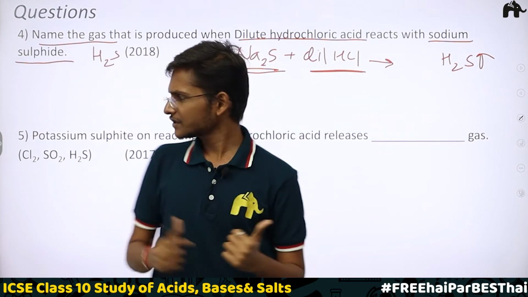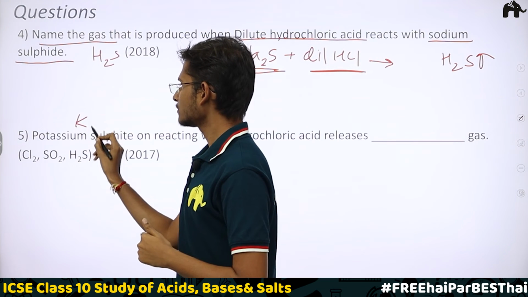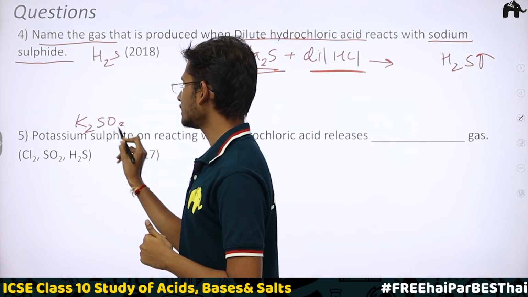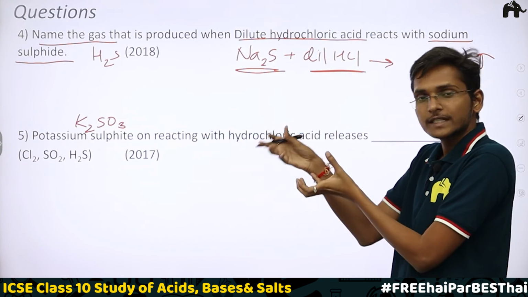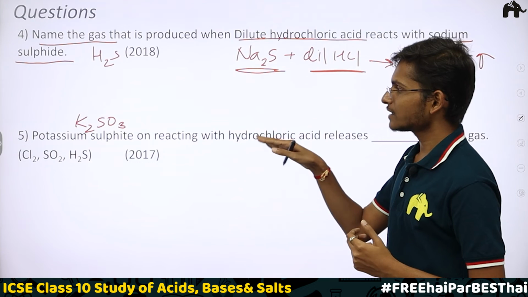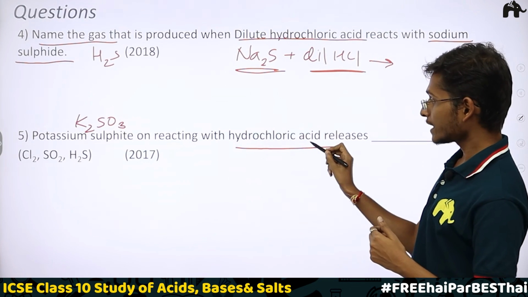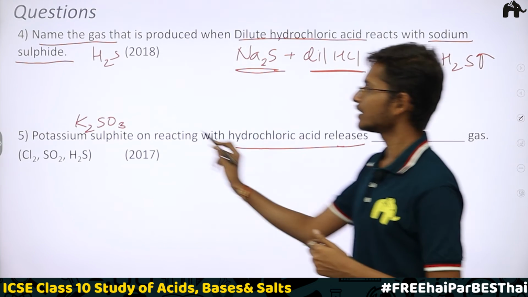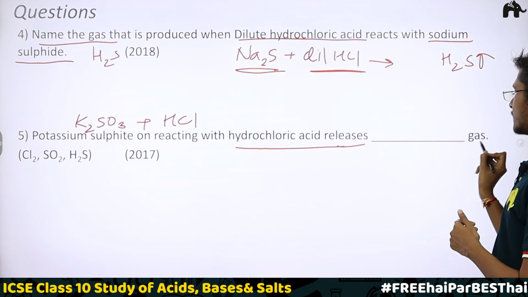Now next is potassium sulfite. Let's write the formula K2SO3. Always have that habit of writing the formulas because it would make your work easier. So potassium sulfite K2SO3, on reacting with hydrochloric acid, releases dash gas.